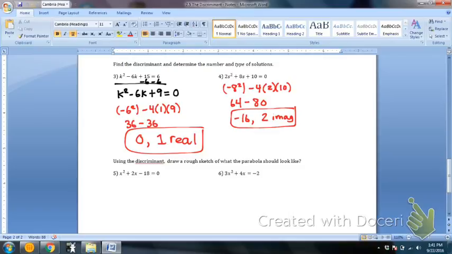All right. On number 5 and 6, it says, after you find the discriminant, draw me a rough sketch of what that parabola should look like. So just like we did in that 3rd column of your chart, that's what you're going to do here. So you need to find the discriminant first, and then determine what the graph should look like. And we're doing just a sketch, rough sketch. That's why it says rough sketch there.